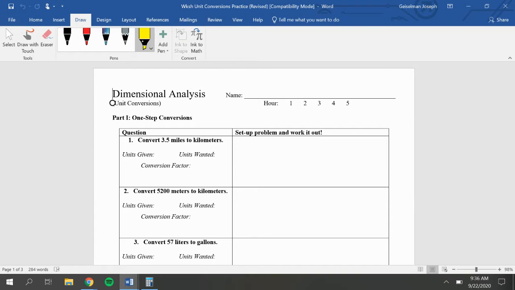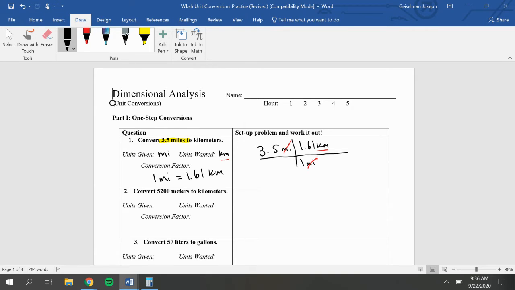So in this first one, we're converting 3.5 miles to kilometers. We're starting with miles, and we are going to kilometers, and we know that 1 mile equals 1.61 kilometers. So I'm going to set my problem up. I'm starting with 3.5 miles. I want to cancel out miles and get to kilometers. So I'm going to put miles in the bottom, and I'm going to put 1.61 kilometers, which is the conversion factor, up top. This allows me to cancel out miles. I'm left with kilometers, and that's the unit I want in the end anyways.